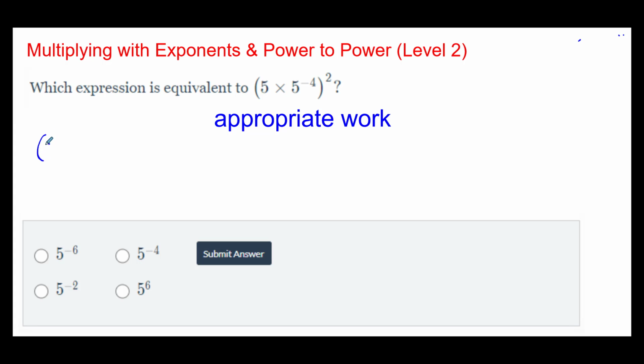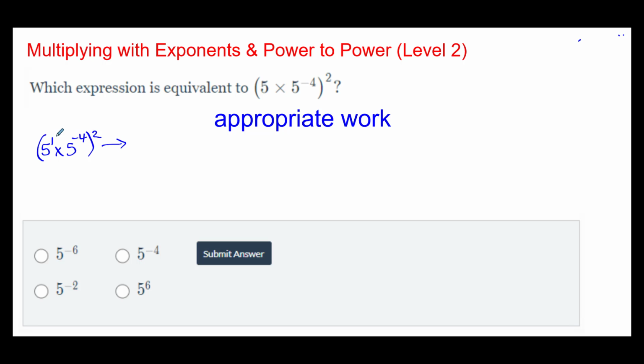So in parentheses, I have 5 multiplied. You know what? I'm going to give it a power of 1. Always, if a base doesn't have an exponent, give it the exponent of 1. 5 to the power of 1 multiplied by 5 to the power of negative 4. Close parentheses, power of 2.